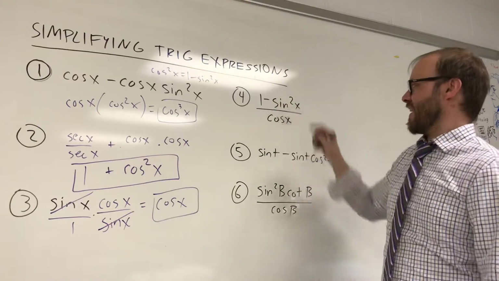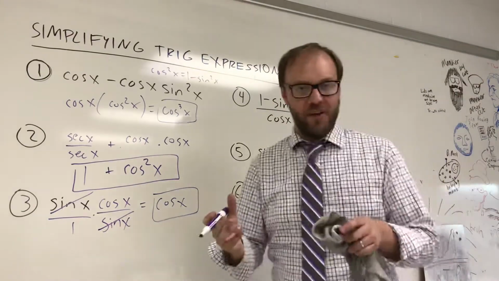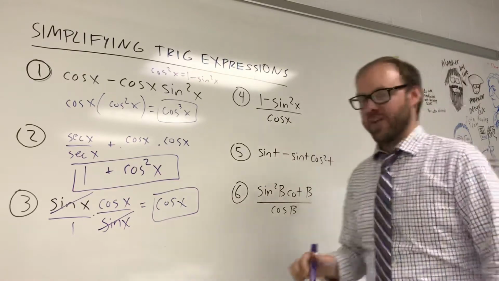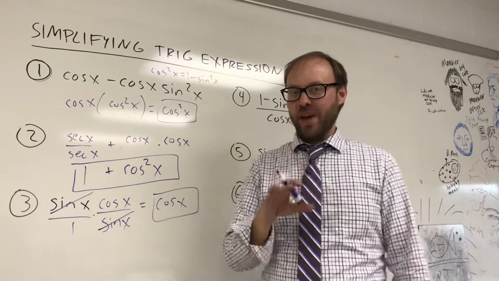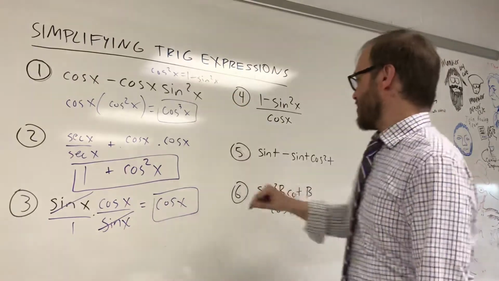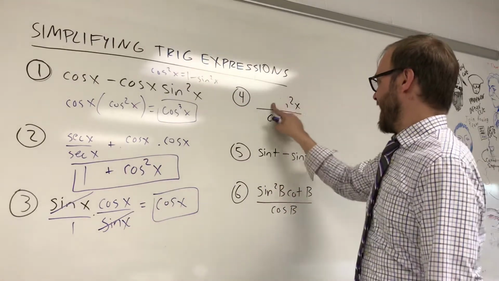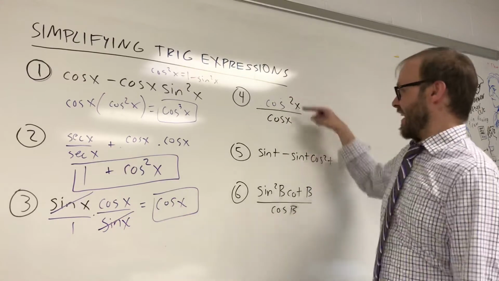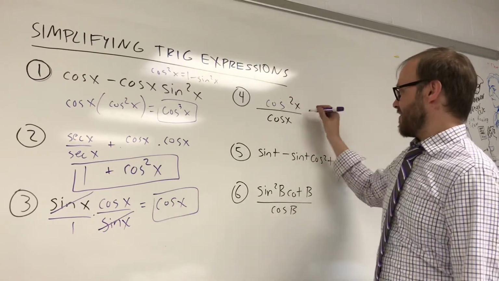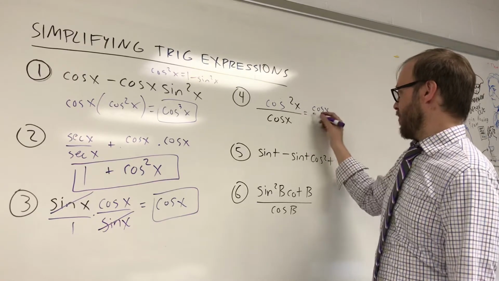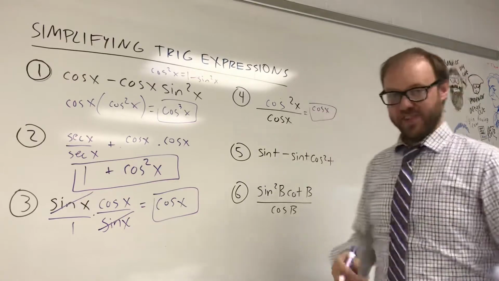All right, on to the next one here. 1 minus sine squared. I could break the numerator up here. I could do 1 over cosine, and I could do a sine squared over a cosine. However, I know that 1 minus sine squared, actually from this problem back here, is the same thing as cosine squared. And if I write it as a cosine squared of x, then suddenly I can divide a cosine out of the top and a cosine out of the bottom, and that's going to leave me with a cosine of x over 1, which again is just cosine of x.